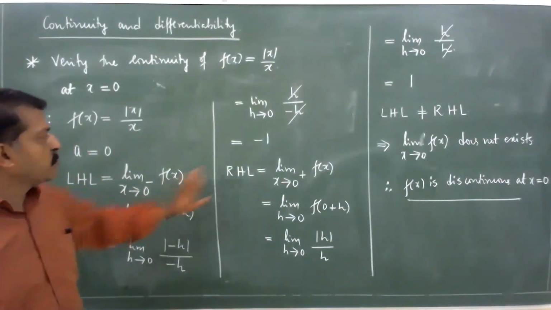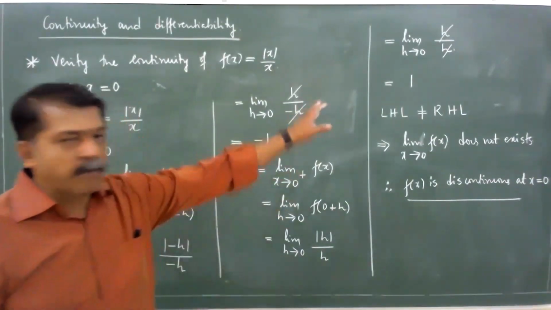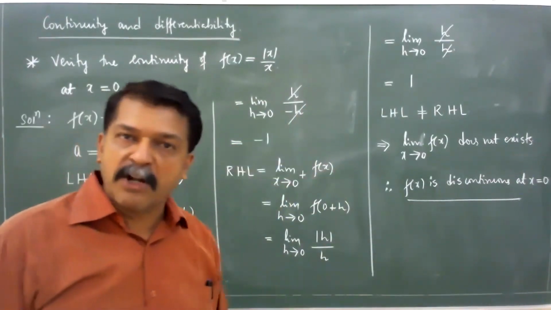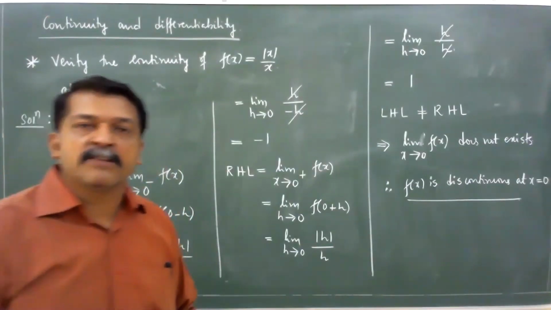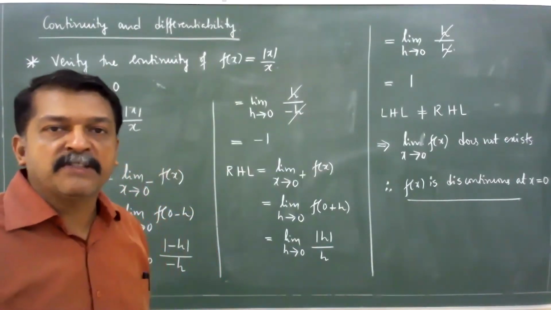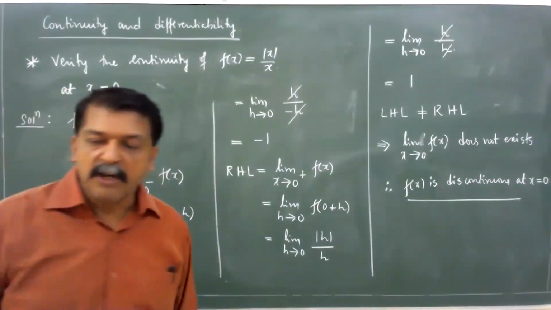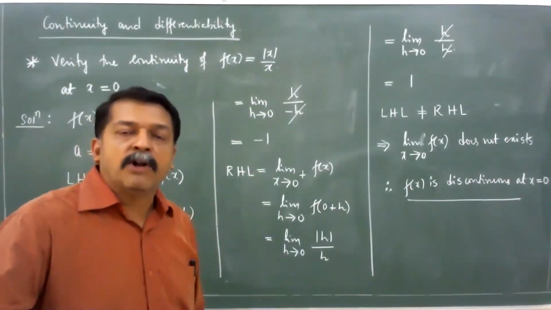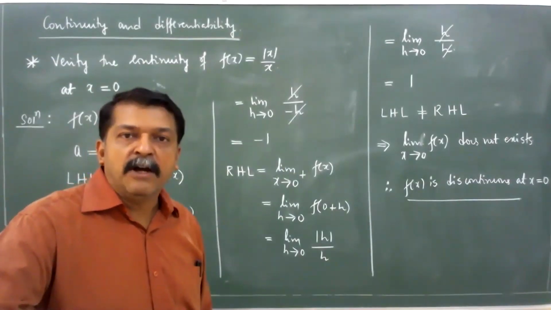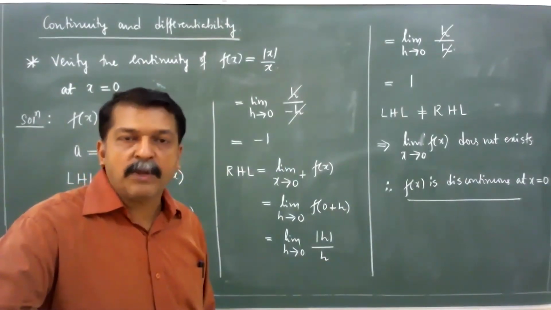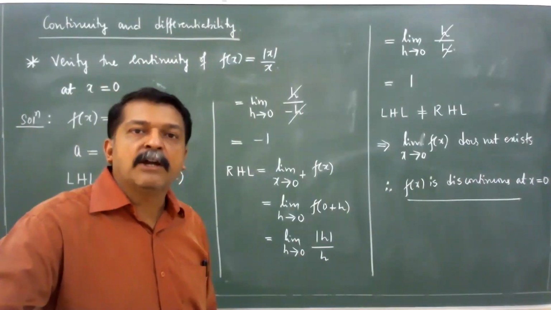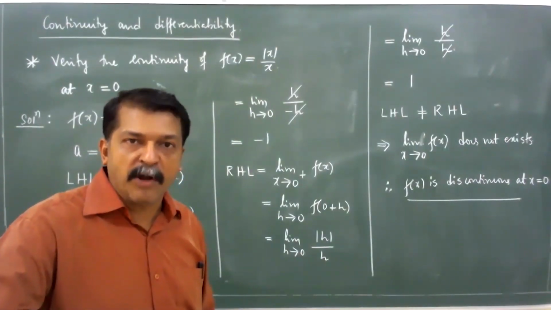Here left hand limit is -1, right hand limit is +1. Therefore, limit does not exist. If the limit does not exist, function is discontinuous. Through these 3 examples, I hope you have understood what is continuity of a function at a point, and how to verify continuity of the function at a point.